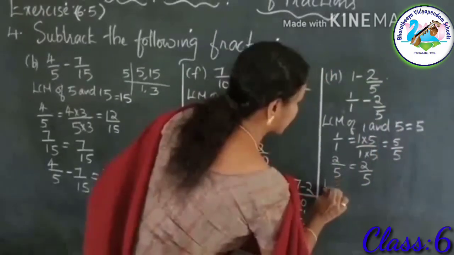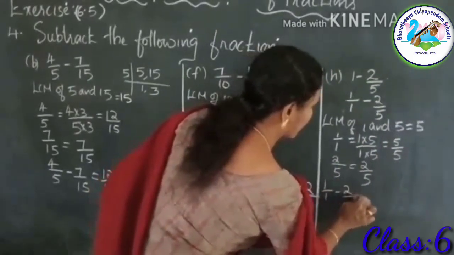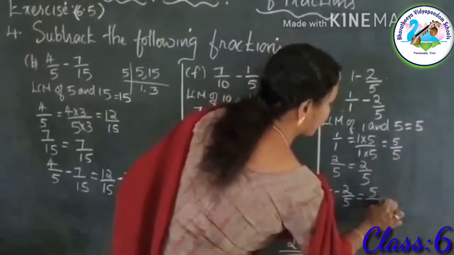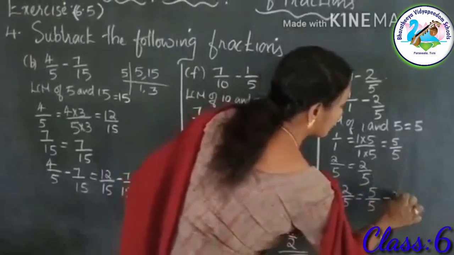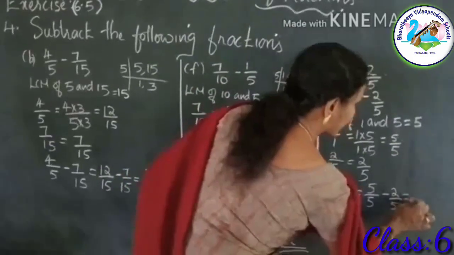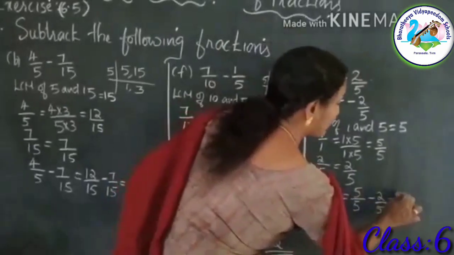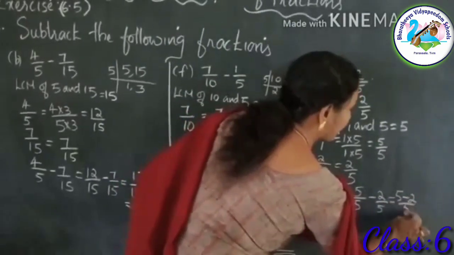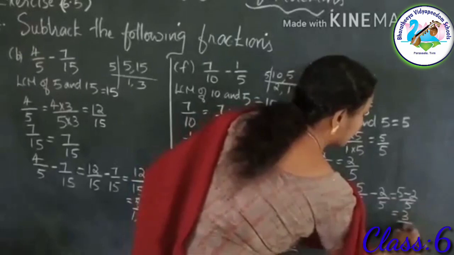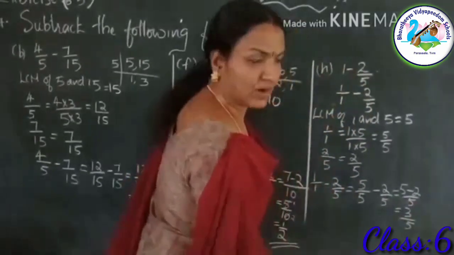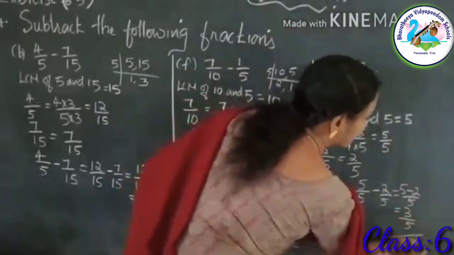So subtract 1 by 1 minus 2 by 5 is equal to, 1 by 1 is 5 by 5 minus 2 by 5. Denominators are same, so subtract the numerators. 5 minus 2 by 5 is equal to 3 by 5. Here 3 and 5 have no common factors other than 1. So the simplest form of 3 by 5 is 3 by 5.